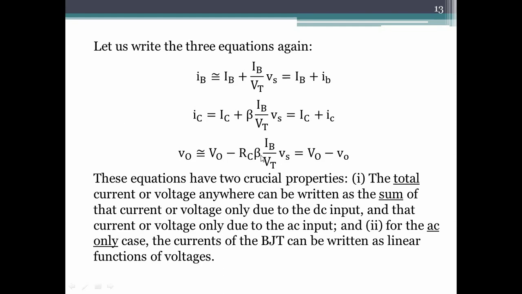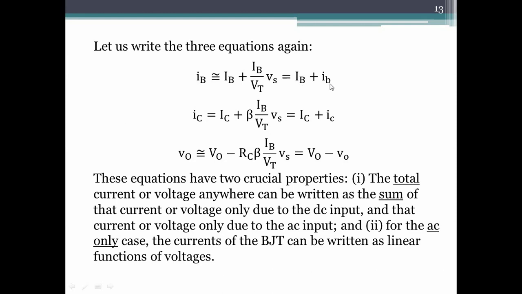This plus or minus sign could be either one, depending on how we define the small vo. So these three equations have very important properties. First, the total current or voltage in the circuit, any current or any voltage, can be written as the sum of the current only due to the DC and the current due to the AC. This is a statement of superposition.